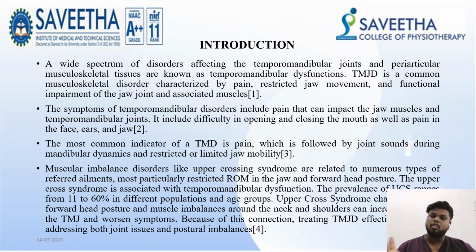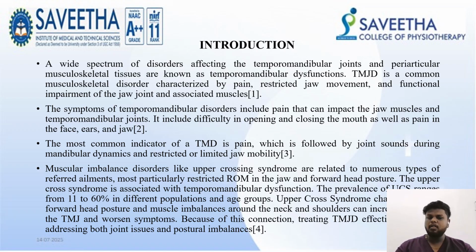It also refers to the jaw muscles and also the temporomandibular joint. So the patient has difficulty in opening and closing the mouth as well as pain that refers to the face, ears and jaws. So the most common indicator of the temporomandibular joint disorder is pain, followed by joint sounds like crepitus, which occur due to the mandibular dynamics, opening and closing of the mouth, and also there is a restriction of jaw mobility.